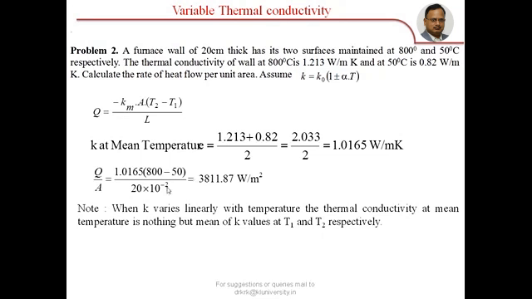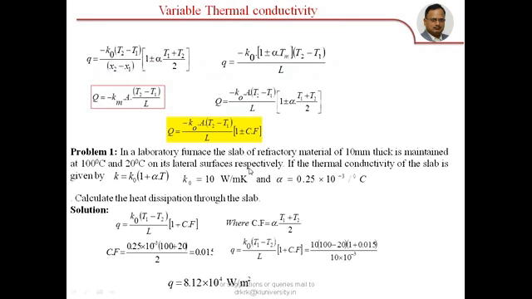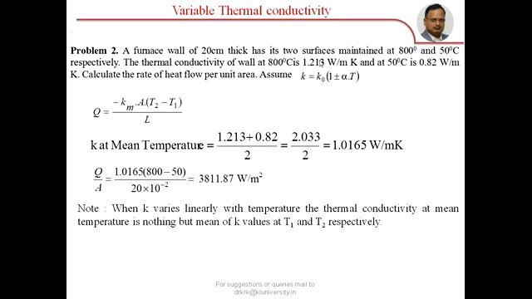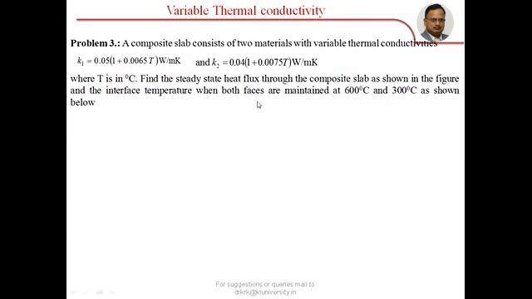See, the important thing we have to note here is that when thermal conductivity is varying linearly with respect to temperature, the thermal conductivity at mean temperature is nothing but the mean value of K at temperatures T1 and T2. That principle we have used in solving this problem in an easier way, rather than calculating the correction factor and then substituting, finding K naught, alpha, etc. Because we know the values of thermal conductivities at T1 and T2, I directly found the mean thermal conductivity, substituted it in the equation and got the heat transfer. This is a very important problem.